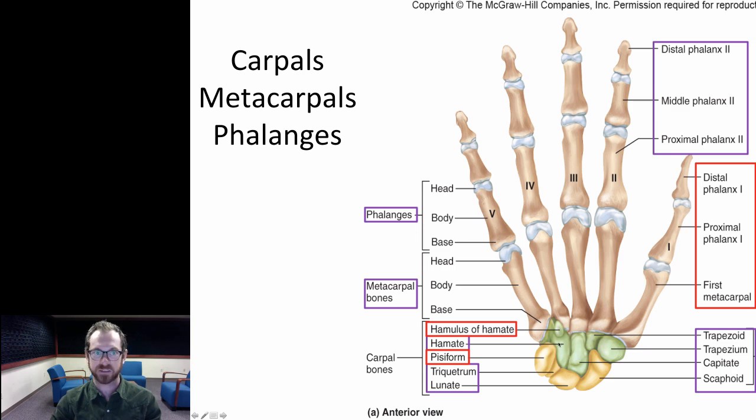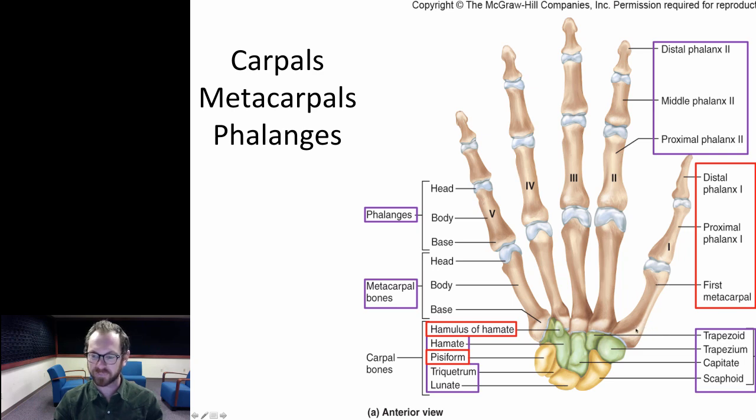Now the best way to remember this stuff is to just print off a blank sheet. Just Google search a blank hand diagram and fill it out 100 times, and you'll remember it like the back of your hand.